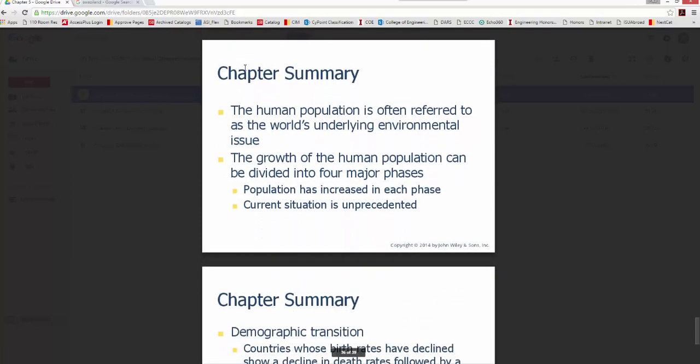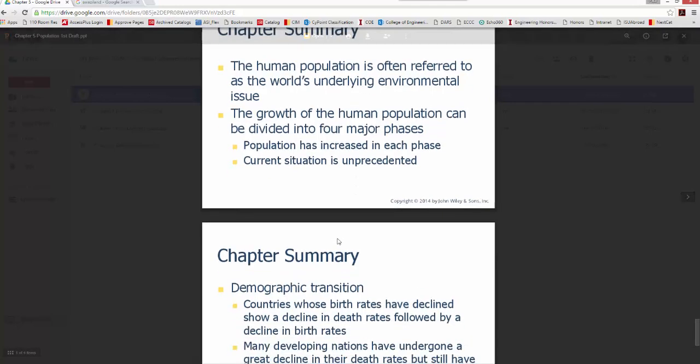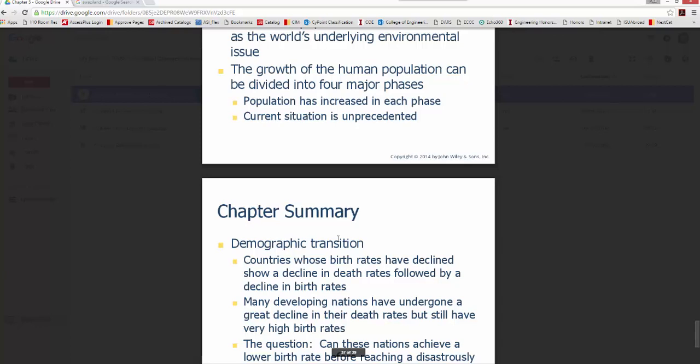Okay, let's summarize this chapter. There's a lot of interesting information, but the reason we covered human population in this course is that it is a major player in environmental issues. We have such a huge impact on our environment and on other species that we certainly need to understand some of the basic characteristics of population dynamics. We talked about how the human population can be divided into major phases, and that population has increased in each phase. The current situation is unprecedented. We haven't seen it like this in history before.